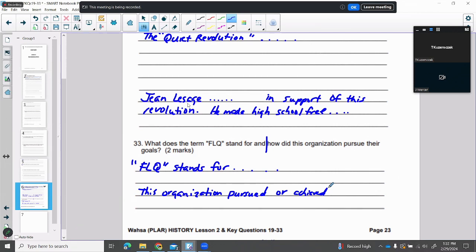Oops, let me just fix my pen here. Okay, it's working again.